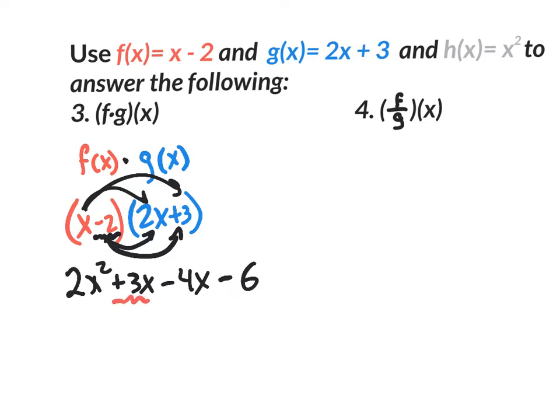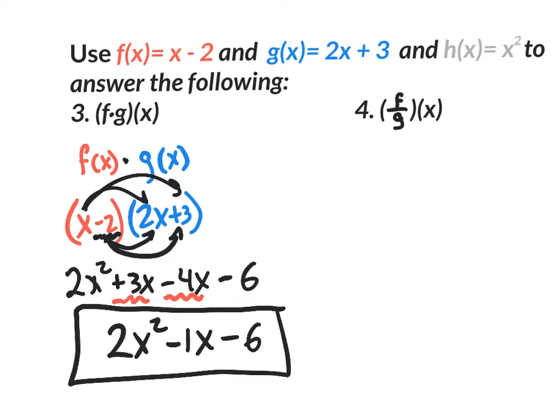And of course, the middle terms could be combined. They are like terms. So what we have here is 2x squared minus 1x minus 6. So that's the answer to that original question, f dot g of x, f times g of x.